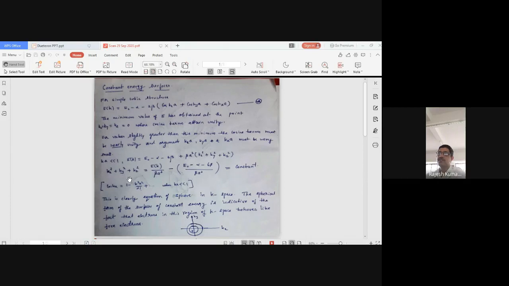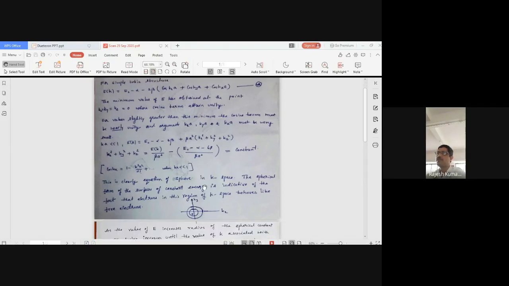As you know, x squared plus y squared plus z squared equal to a constant in Cartesian coordinate system represents a sphere. Therefore, in k space, kx squared plus ky squared plus kz squared equal to a constant represents the equation of a sphere. So the shape corresponding to this is a sphere. What is the speciality of this spherical surface? As you studied last semester, for free electrons the Fermi surface is a sphere.